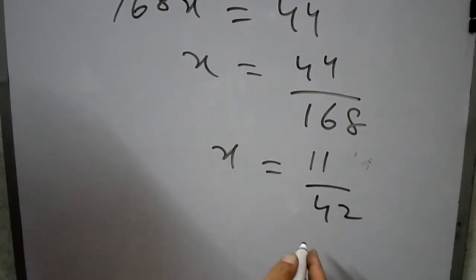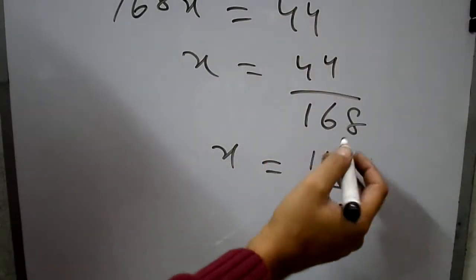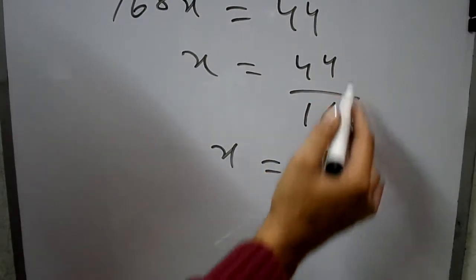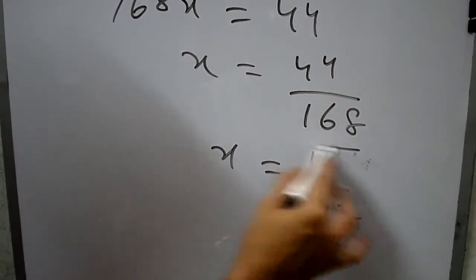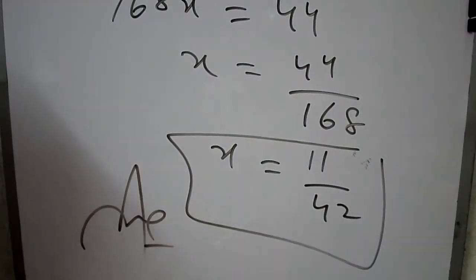So by 4, because 4 4s are 16, 4 2s are 8, and 4 1s are 4. So by dividing by 4 table, you will get the value of x is 11 by 42. So here is your result.